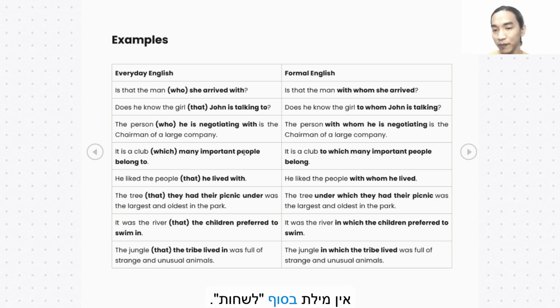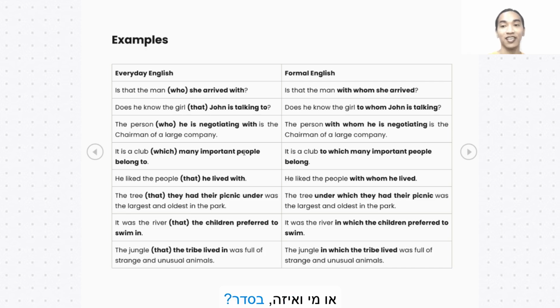No preposition at the end of swim. The jungle that the tribe lived in was full of strange and unusual animals. The jungle in which the tribe lived was full of strange and unusual animals. So you can see the position of your prepositions. In everyday English, we just use your pronouns who, that, which. But in formal English, we put the preposition before your relative pronouns whom and which.